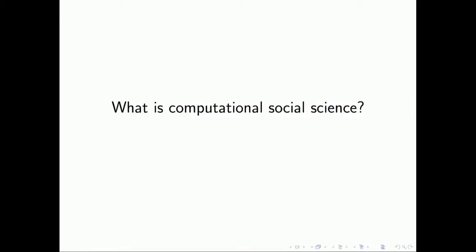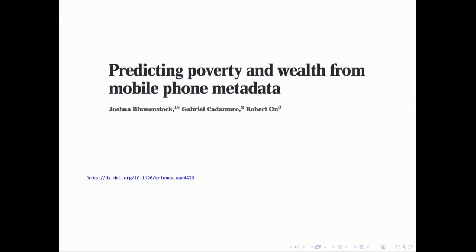But we do have a slightly more serious answer: what are some themes that seem to be happening in computational social science? This particular study, I think, illustrates many of the themes that I see in computational social science, all packed into one really interesting paper. This is by Josh Blumenstock and colleagues, and it was published in Science about a year ago. And it's about predicting poverty and wealth from mobile phone metadata.